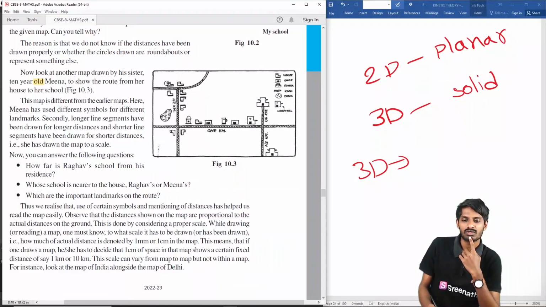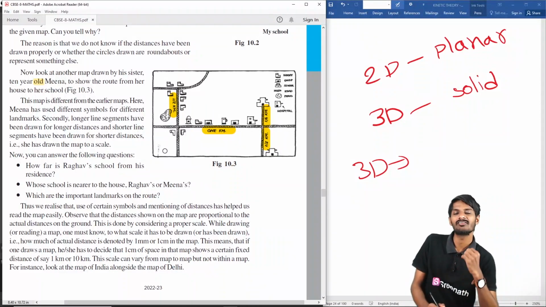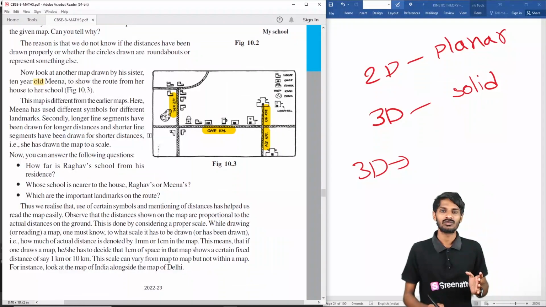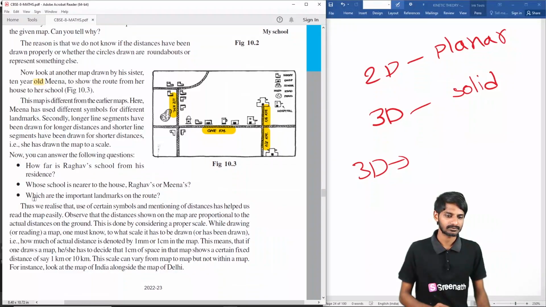If this symbol is there, then we have to understand that there is a house. And she also mentions the distance here: 1 kilometer, 1/3 kilometer and 1/4 kilometer. She mentioned the lake, the pond, everything like this, students. There are longer line segments and shorter line segments. This is somewhat beautiful and it will really help you to get some more knowledge, students.